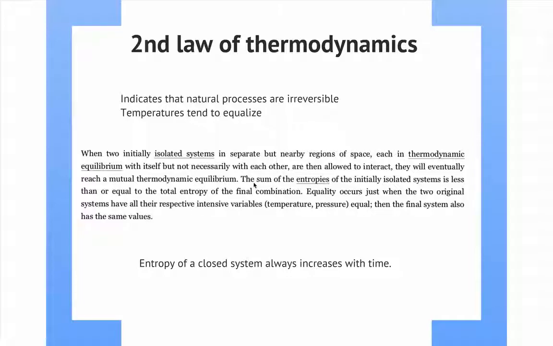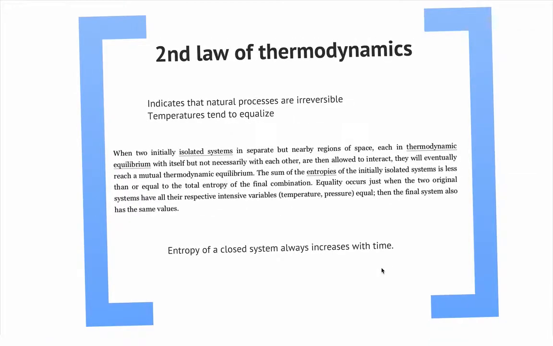The equality occurs just when the two original systems have all their respective intensive variables, which is temperature and pressure, as we'll see in some examples, and then the final system also has the same values. So this is less important for us. This is referred to as the adiabatic condition. We'll see that later on when we talk about some examples, but for now, don't worry about it. So the conclusion here is that the entropy of a closed system always increases with time. Those are the only two big concepts in thermodynamics we really need to think about.